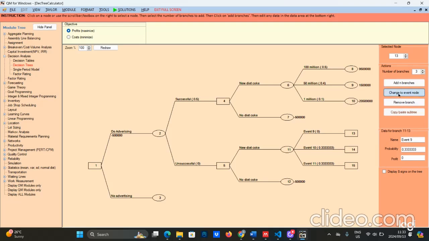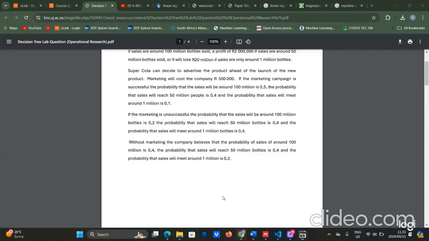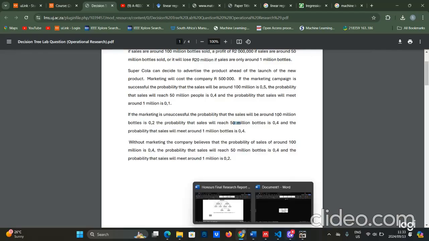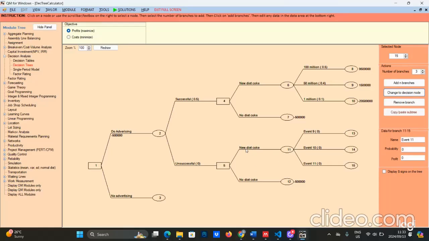Before we continue, you change this into an event node, right? It's important that it's always an event node towards the end. So if they introduce a new drink, as they're saying here, there are three likely outcomes that may happen. They may sell 100 million bottles or 50 million bottles or 1 million bottles. That's why we have three branches here after they decide whether they should introduce the drink or not.